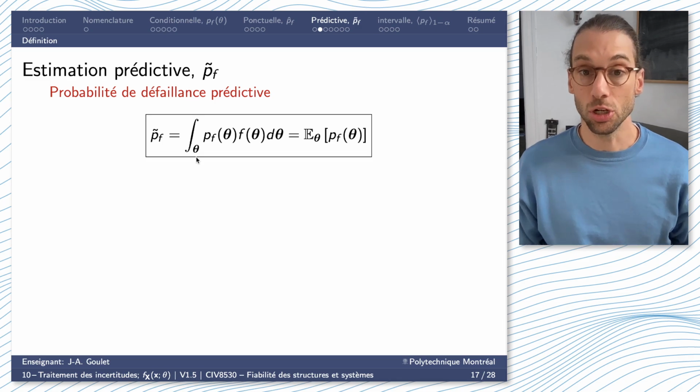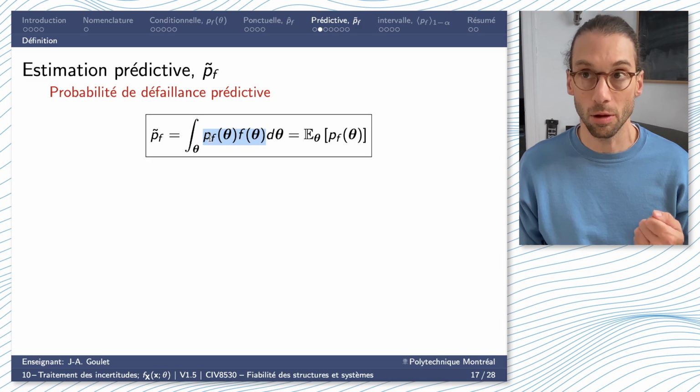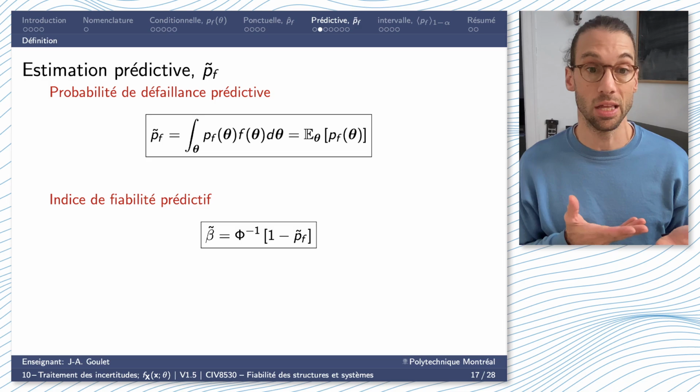So by definition, our predictive estimate PF tilde is going to be the marginalization of theta with respect to the joint between PF and theta. So by multiplying the conditional failure probability conditional upon theta times the probability for theta, we add the joint between the two. We integrate with respect to theta, we're going to marginalize it. Okay, this is taking the expectation over theta for PF of theta, where theta is itself a random variable.